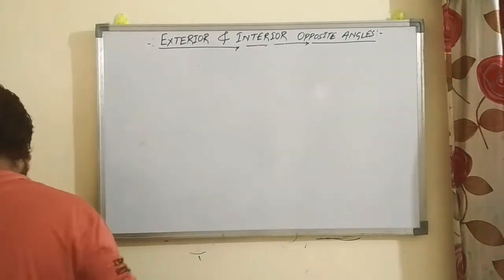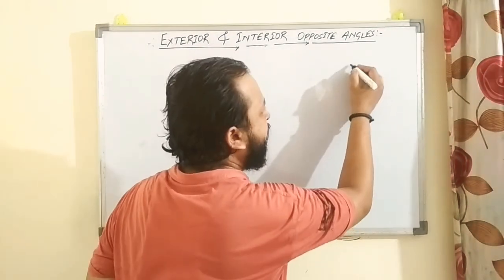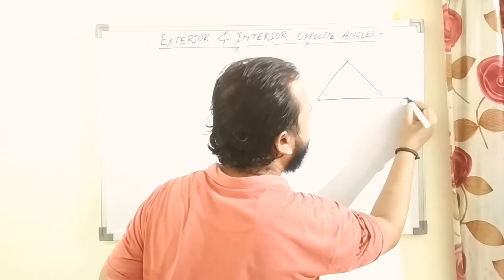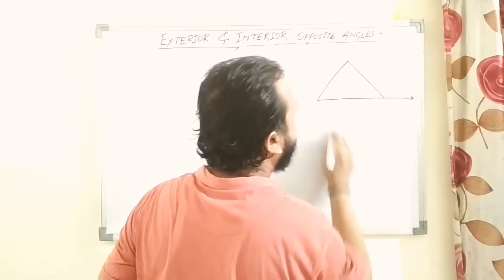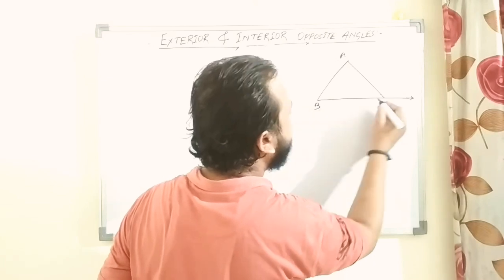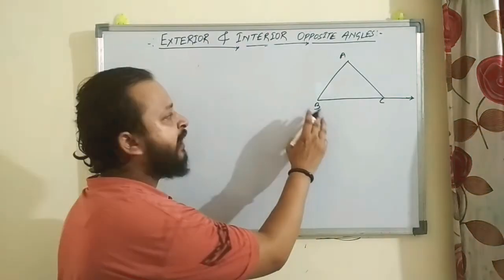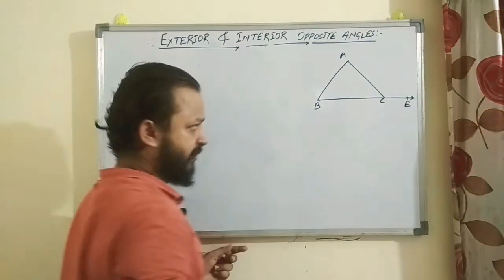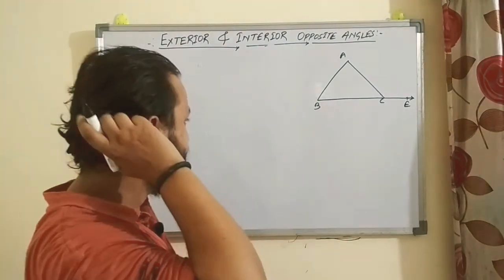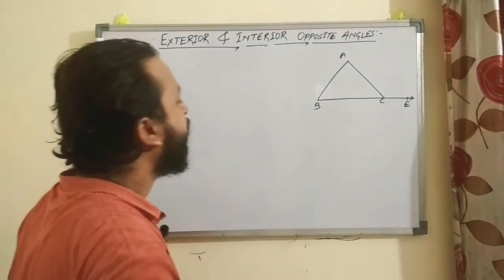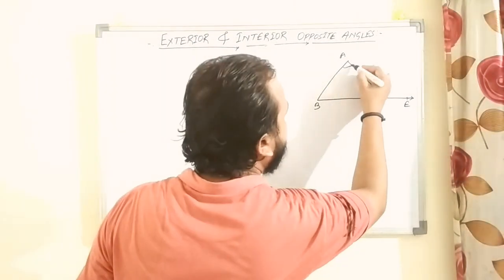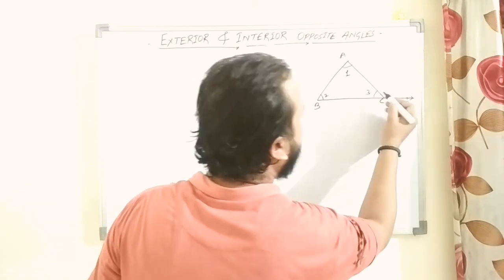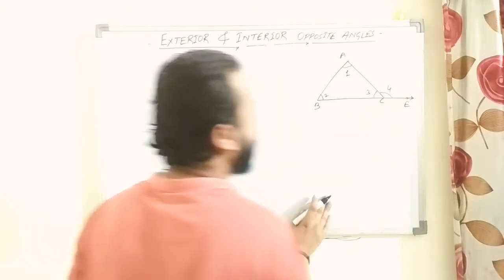So just make a triangle. This is a triangle A, B and C, and I have extended the line BC towards C to a point E. Till E, I have extended the line BC towards C, right? We may name them angle 1, 2 and 3, and also name the exterior angle as angle 4.